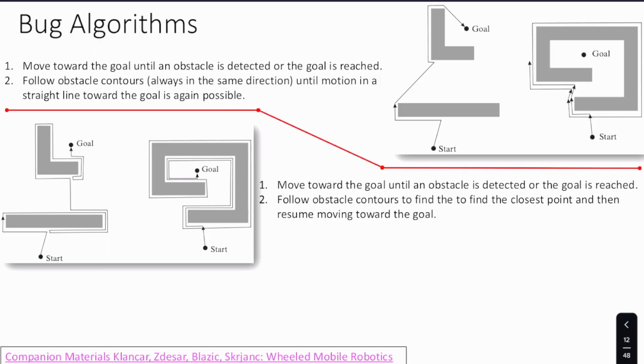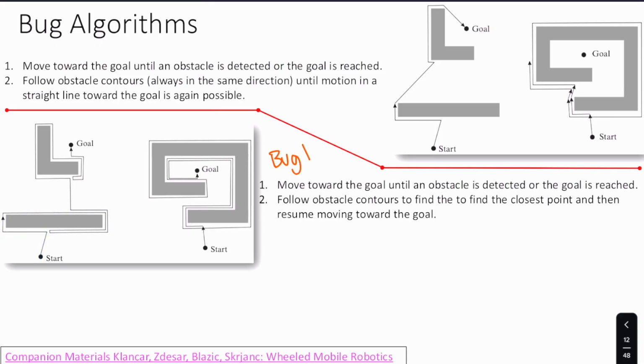A slight improvement in terms of guarantees to get to the final goal is this second algorithm, known as bug 1. And for this one, you start out in the same way. You move toward the obstacle, so on a straight path toward the goal, until an obstacle is reached, and then you follow the contour all the way around until you get back to your original position. As you're going around, you constantly are noting how close am I to the goal at each one of these points.